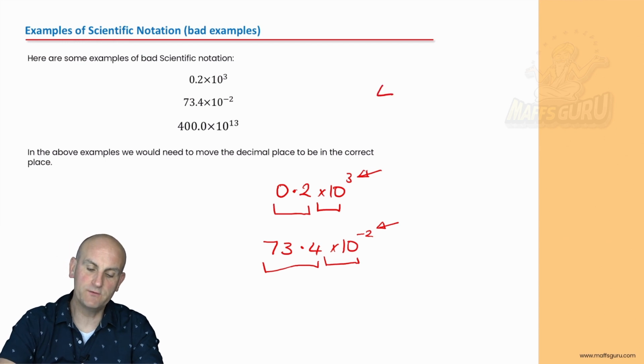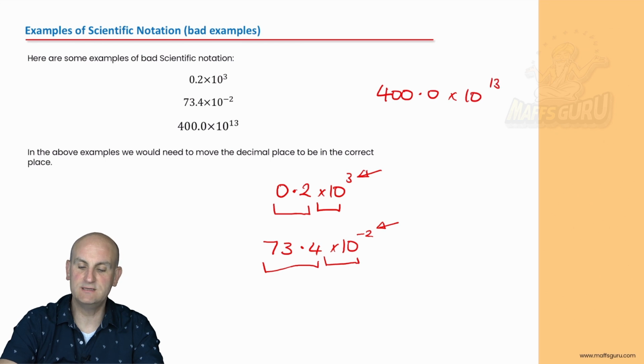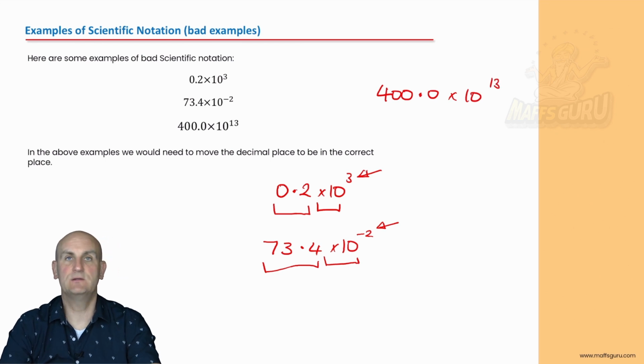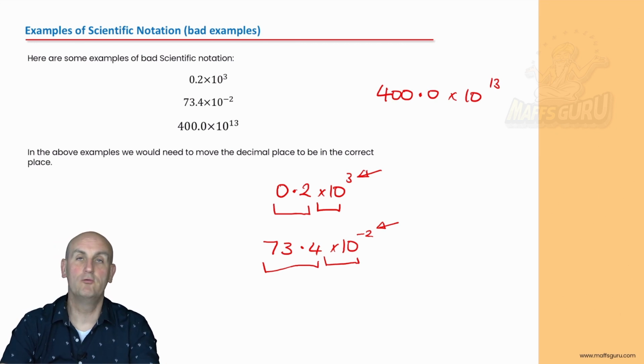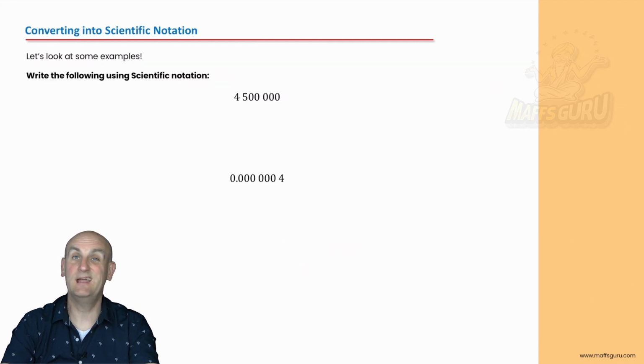And likewise, what have we got here? 400.0 times 10 to the power of 13. Again, that decimal point is in the wrong place. I will guarantee you that if you ever do a test on this, there'll be a question in there where they give you wrong values and ask you what's wrong with it. Now you're going to know.